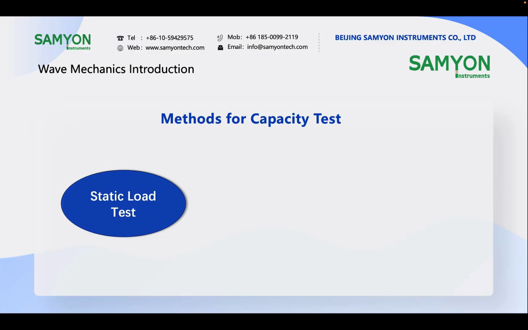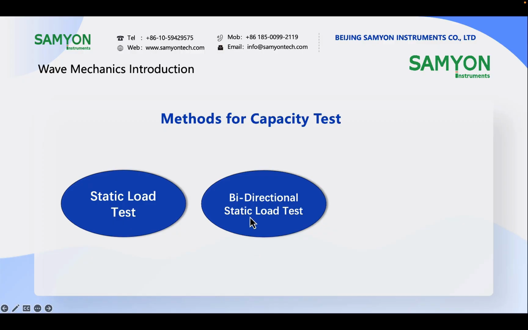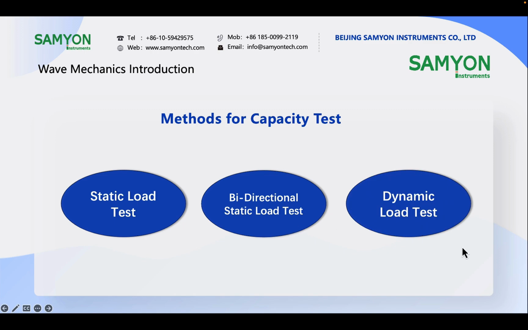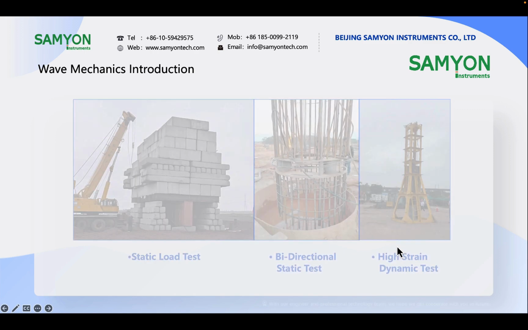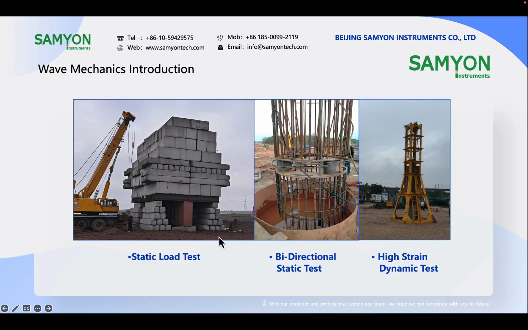Then how do we measure the actual pile capacity? Usually there are three ways to test for the pile capacity. The first, and the most commonly used, is the static load test. And the second one is the bidirectional static load test. And the third is the dynamic load test. Here we have some pictures for the testing methods.